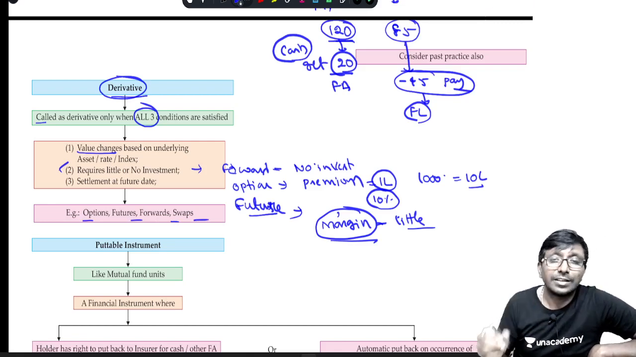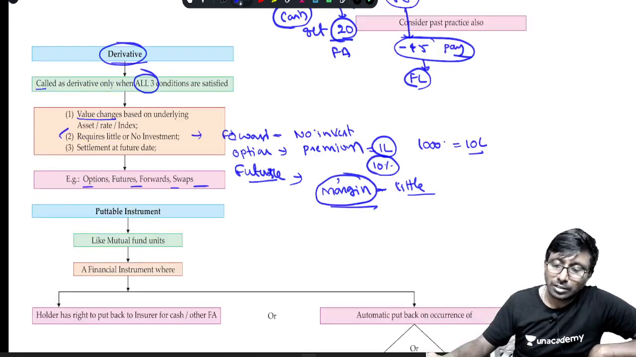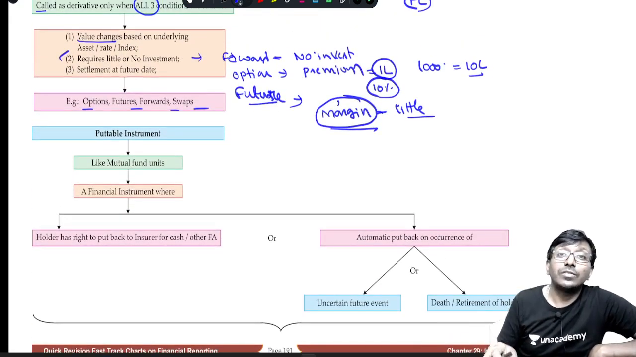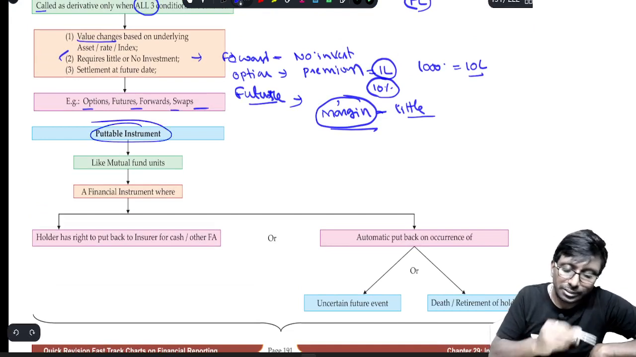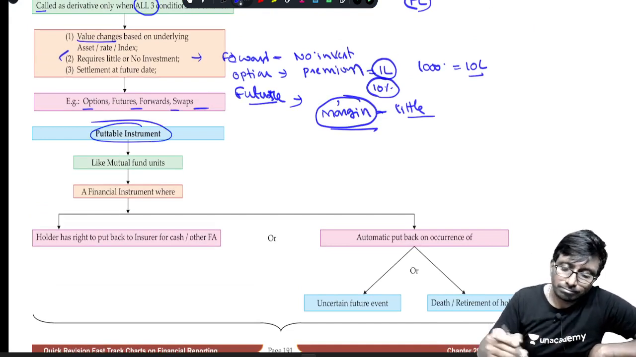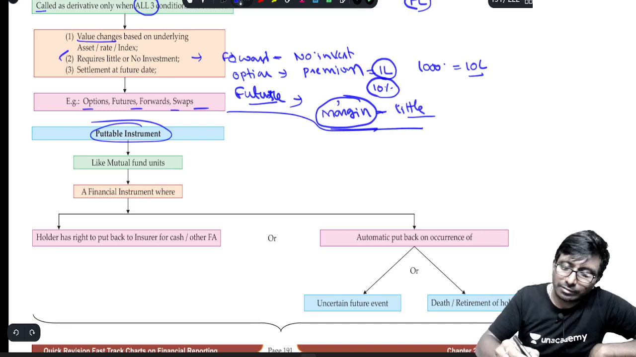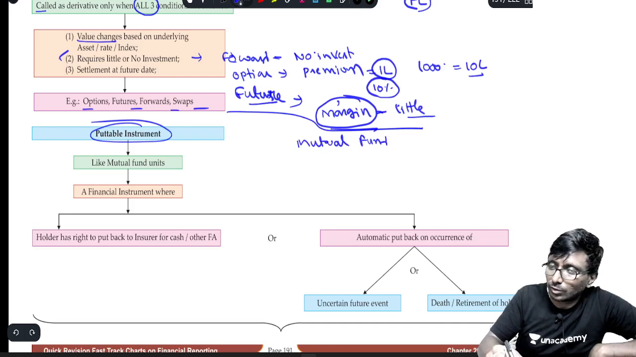So options, futures, forwards, swaps, these are all derivative instruments. Right. There is one more concept of a putable financial instrument. Putable instrument. The example which I always give you is mutual fund units.